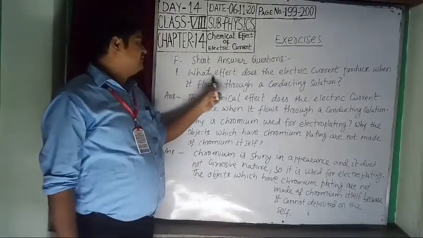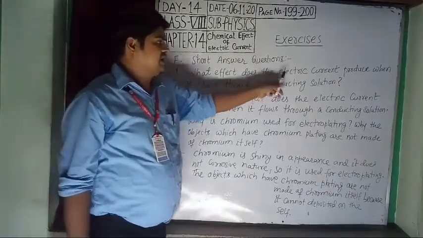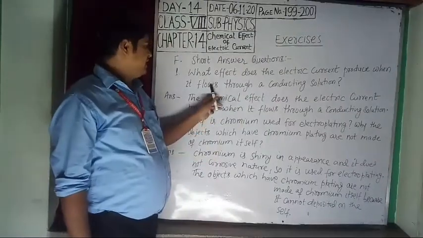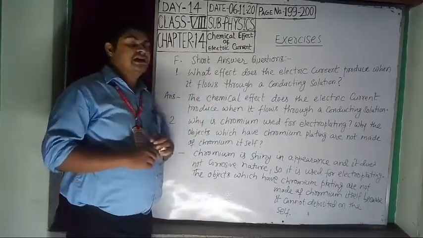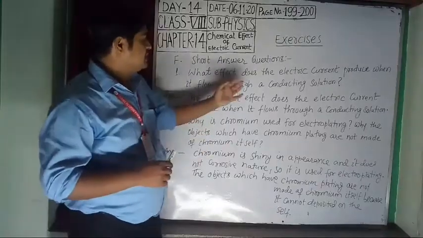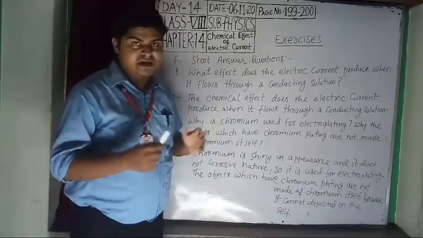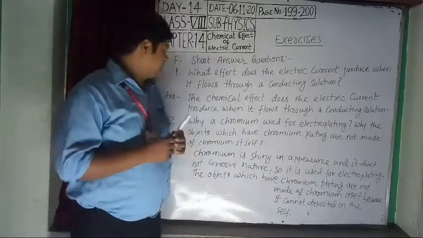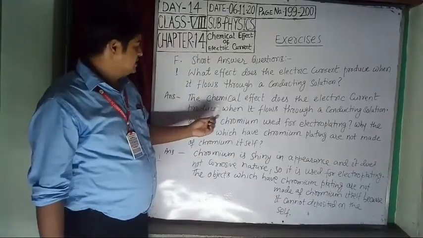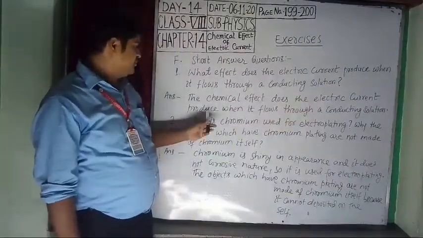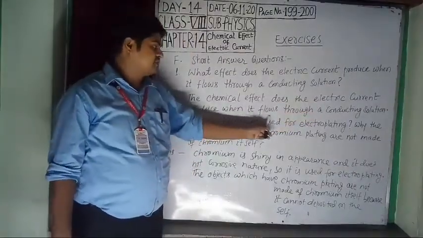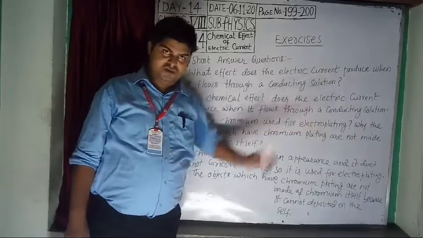Question 1. What effect does the electric current produce when it flows through a conducting solution? You know, when electric current is passed through a conducting solution, then a chemical reaction takes place. So you can say that the answer is the chemical effect.